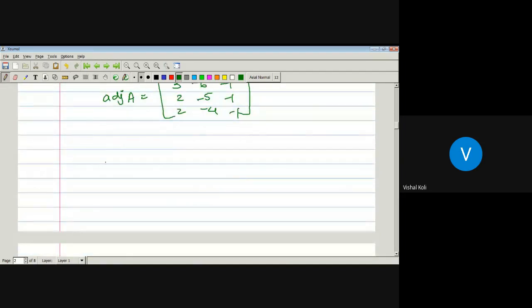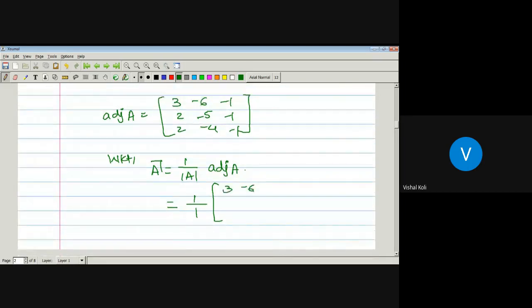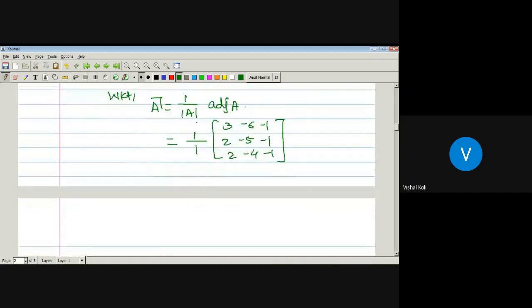Now from this adjoint of A, we know that A inverse is nothing but 1 upon determinant of A into adjoint of matrix A. And already we have found determinant of A, which is 1, into adjoint of matrix A, which is nothing but 3 minus of 6 minus 1, 2 minus of 5 minus 1, 2 minus of 4 minus of 1. Okay, so what is A inverse? A inverse is nothing but this one, since 1 upon 1 is 1 itself. Okay, so A inverse is nothing but this matrix.